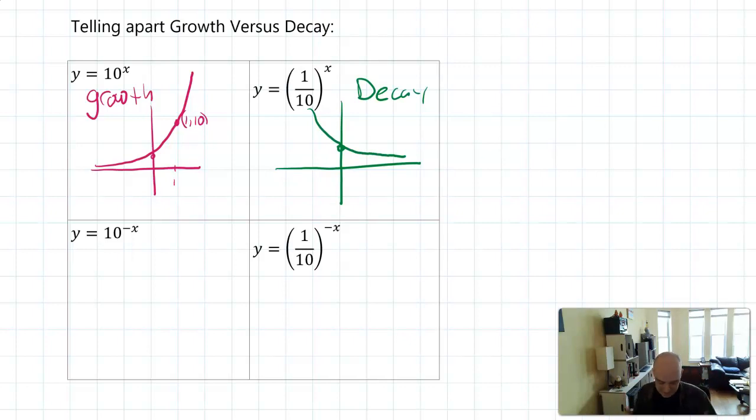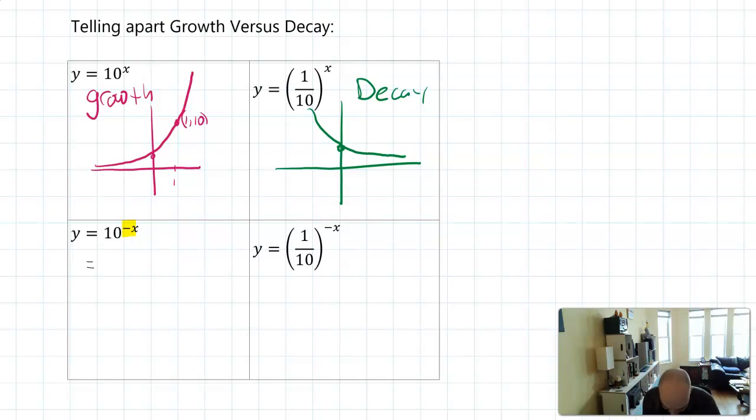Those are kind of what we expect. But there's one other thing you might see, which is what if there's a negative in the exponent? Now, technically, this is a transformation. You could think about this as a reflection, but we can also think about negative exponents using negative exponent rules.